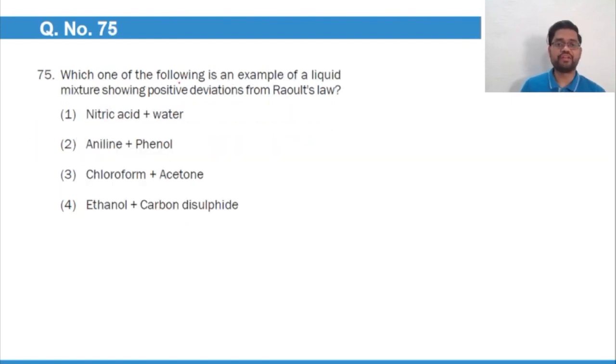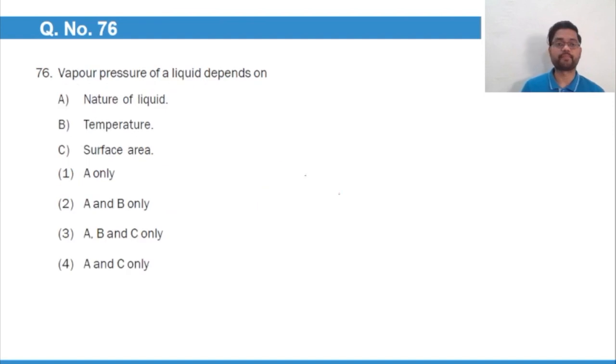75. Which one of the following is an example of a liquid mixture showing positive deviation from Raoult's law? For positive deviation, the interaction between the two liquids should be less than the individual interactions. So the only option that fits in this thing is option number 4. That is 75. Option number 4 is the right answer.